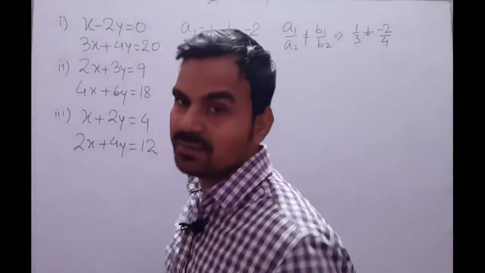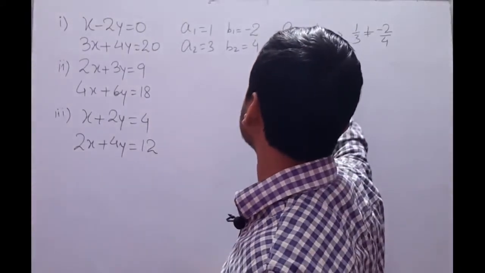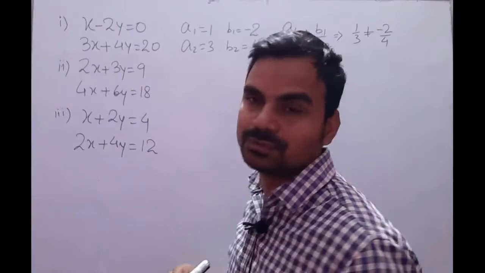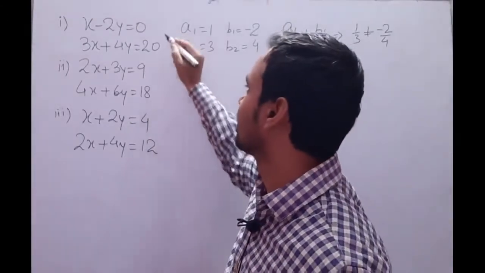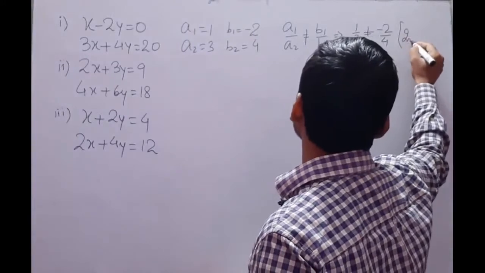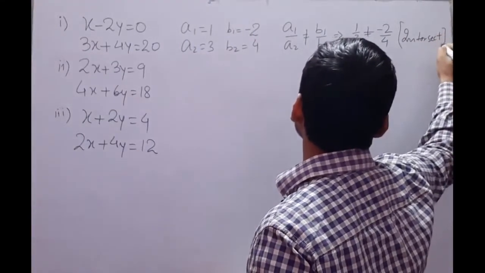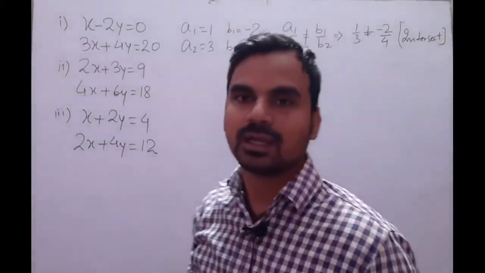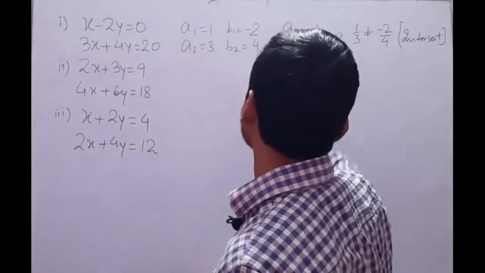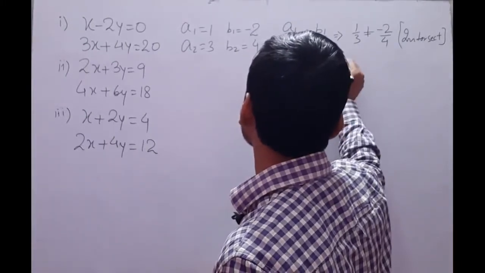As I have told you earlier, if the ratio of a1 by a2 is not equal to b1 by b2, it means that this pair of lines will intersect each other. And it is also called a consistent pair of equations. Consistent.